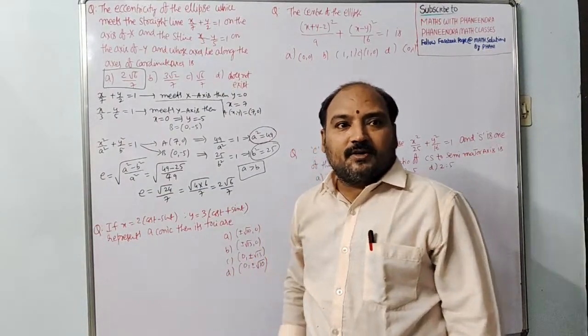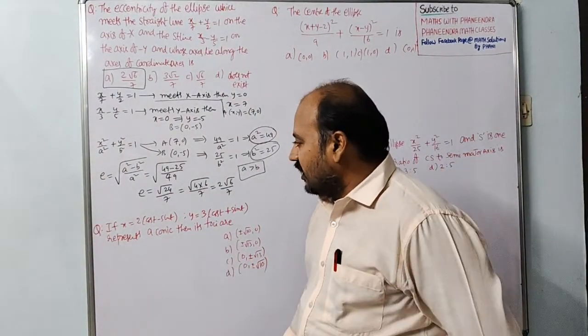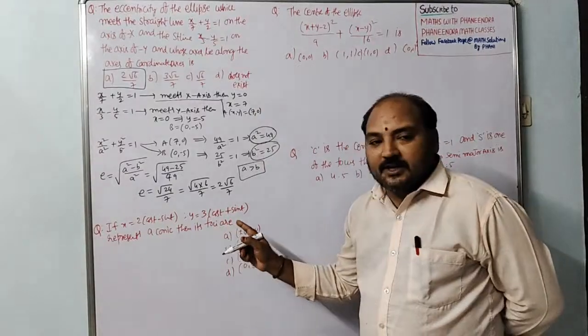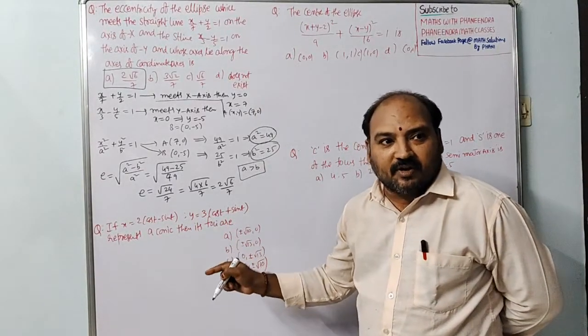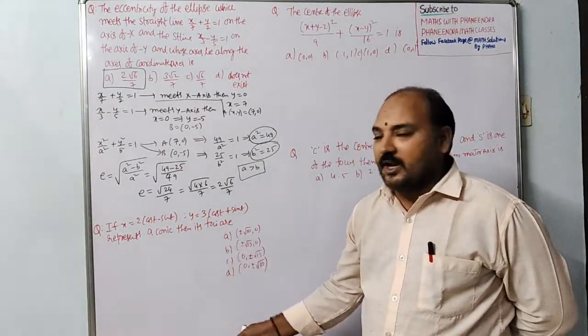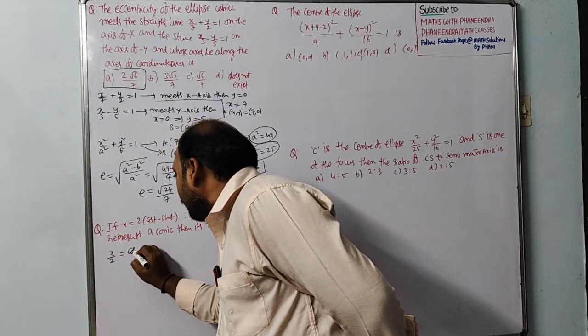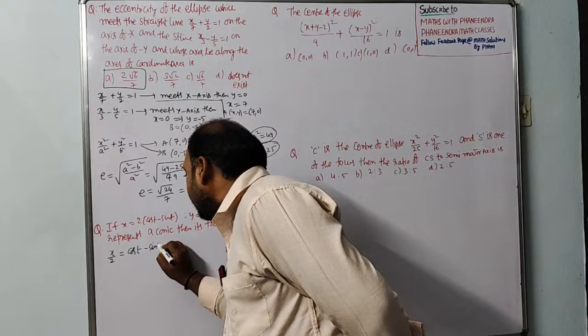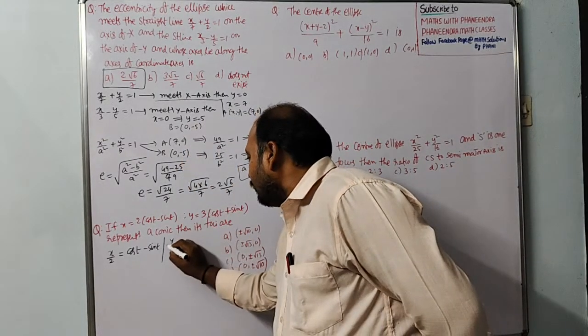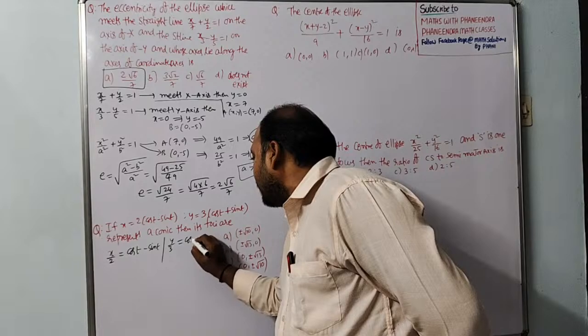I hope you understand. We'll move to another question here. If x and y in terms of parametric equations are given, they are asking to find its foci. So, from the first equation, x by 2 equal to cos t minus sin t. From the second equation, y by 3 equal to cos t plus sin t.